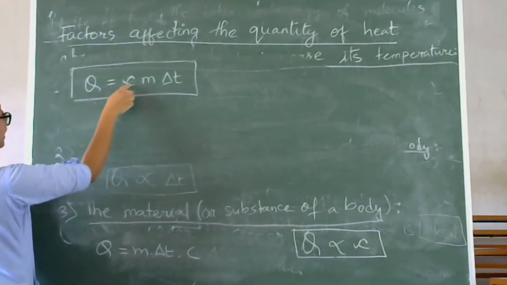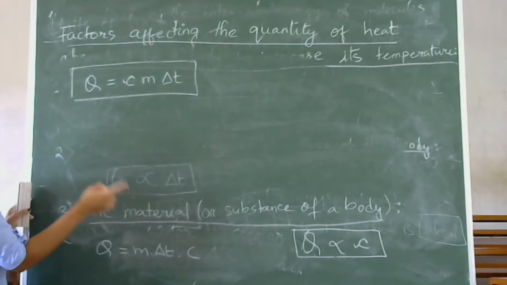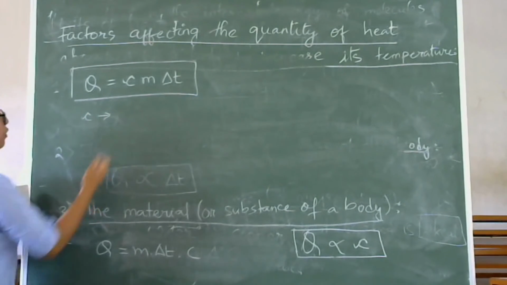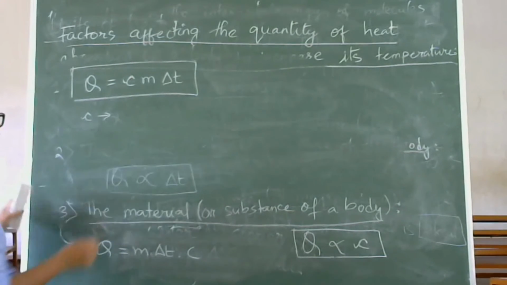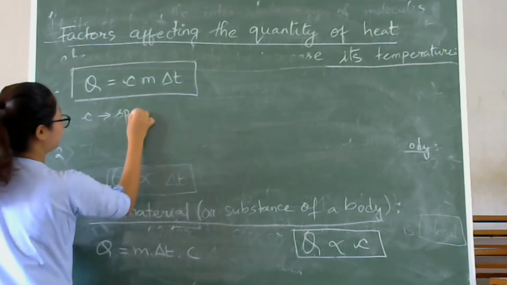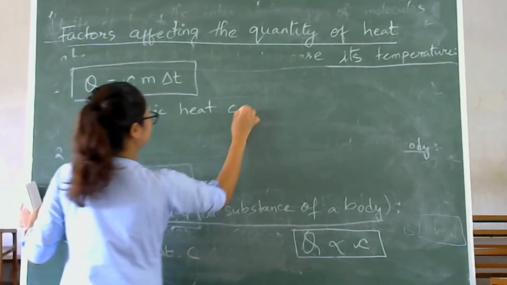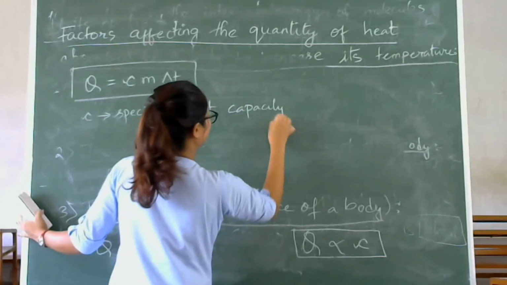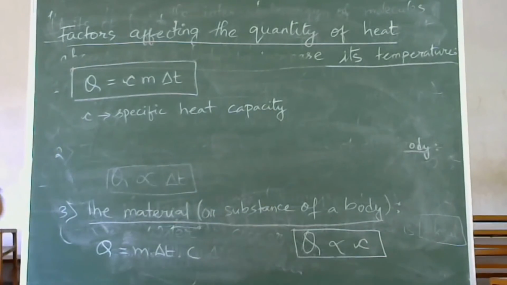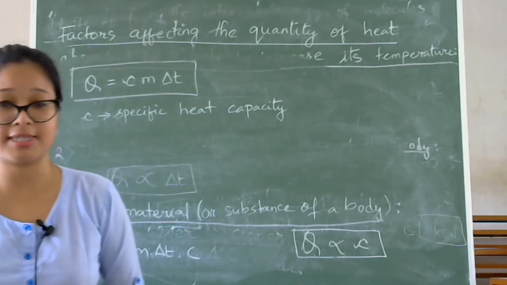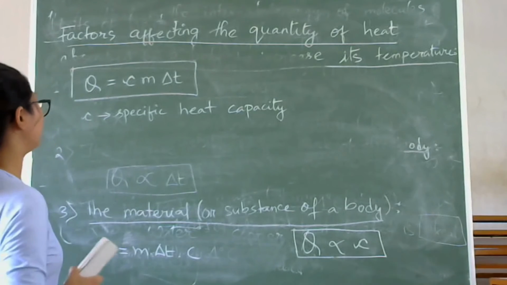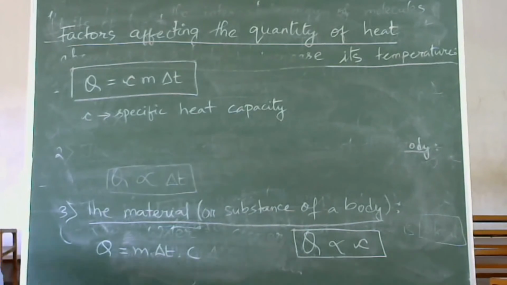And C here is the material or substance of a body, and it is also known as the constant of proportionality, and it is called specific heat capacity. The specific heat capacity is the characteristic property of a body, and this specific heat capacity is different for different substances. Okay, so this is all for this topic.